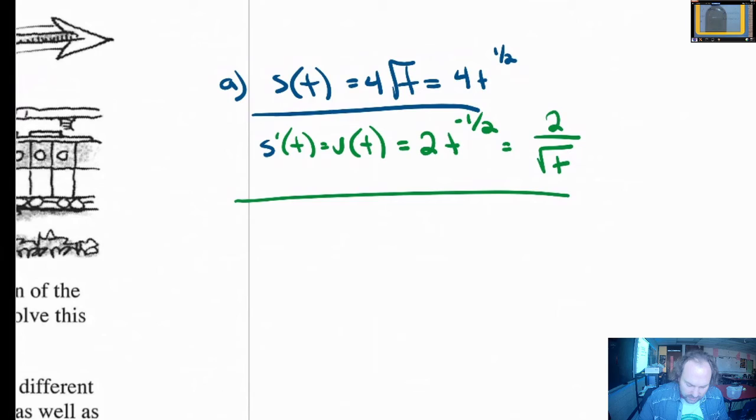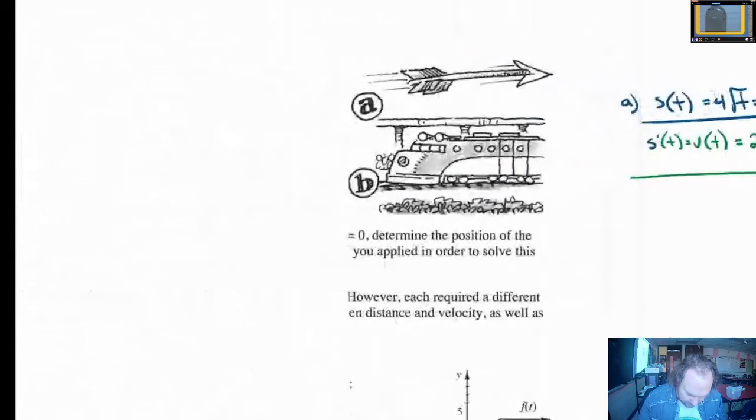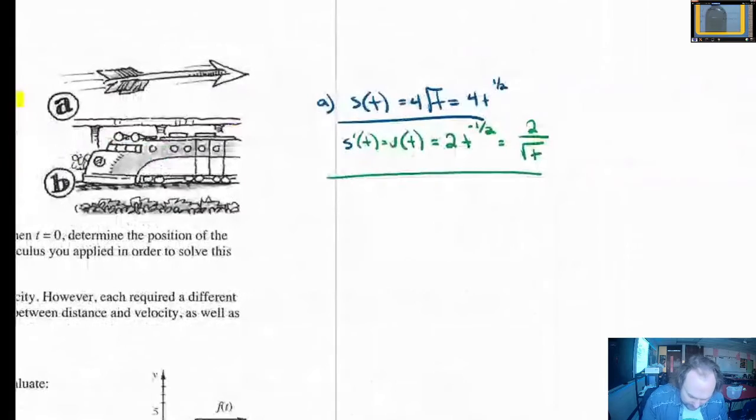Now we require the answers to some problems here. Or sorry, s prime of 1, s prime of 4, and s prime of 16.